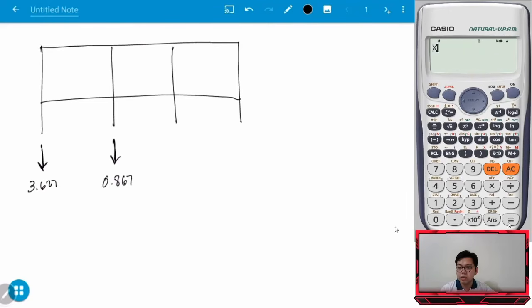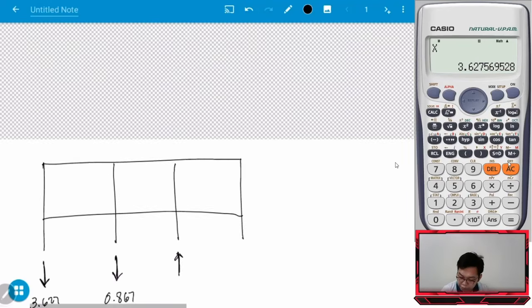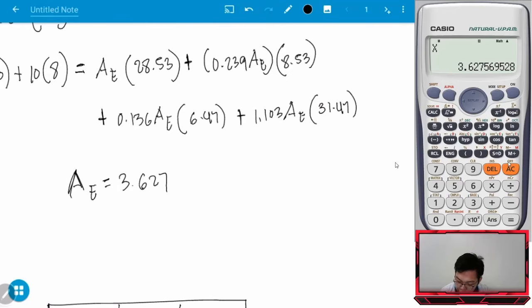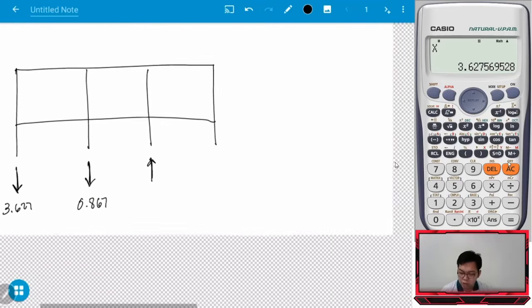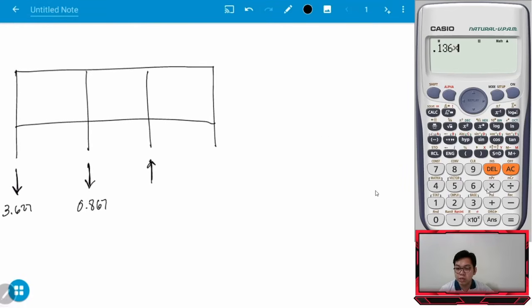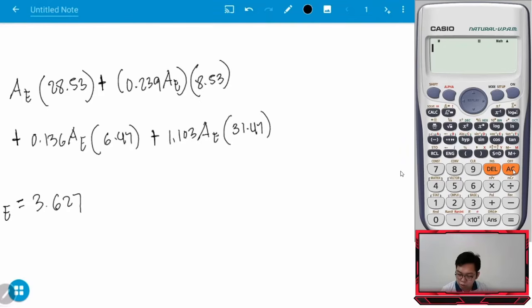Next, balik tayo sa x. Ano yung x natin yan? 3.627. Nakuha natin to. Ano ba to? 0.136, so 0.136 sa 3.627. That is actually 0.49493, so 0.493. And then yung last is yung nasa itaas. Ano yung nasa itaas, guys? Yung nasa AH, that's 1.103.